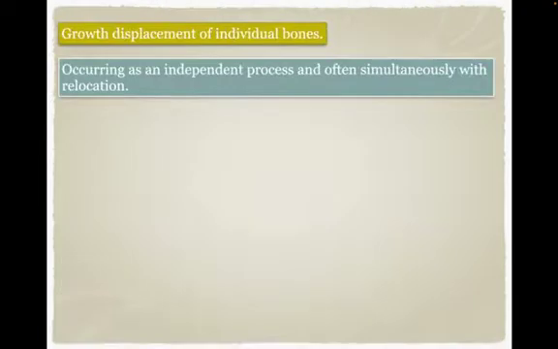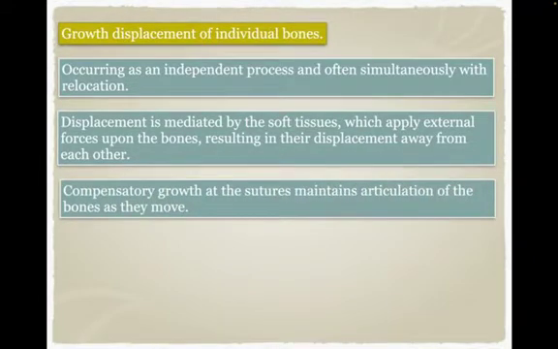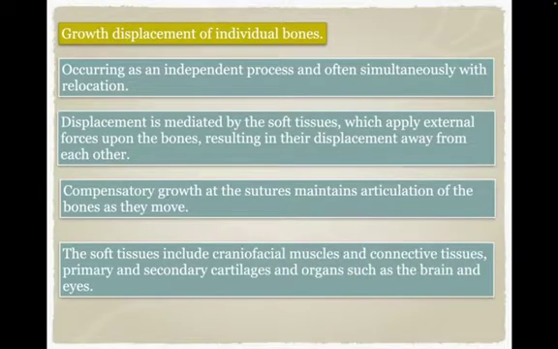The second mechanism we call growth displacement, and basically it's independent and it can happen at the same time as relocation. And usually this one is due to external forces that are applied to the structure. Usually that happens from brain and muscles that will exert a force on the bone that will stimulate it to grow in that direction.